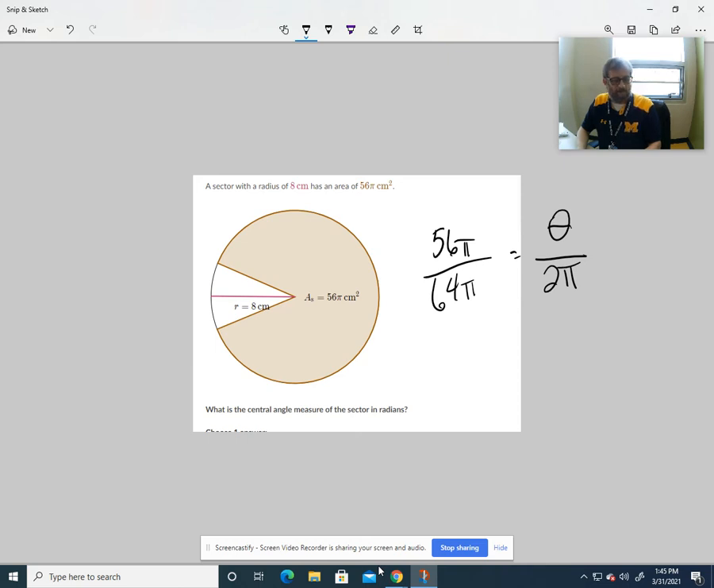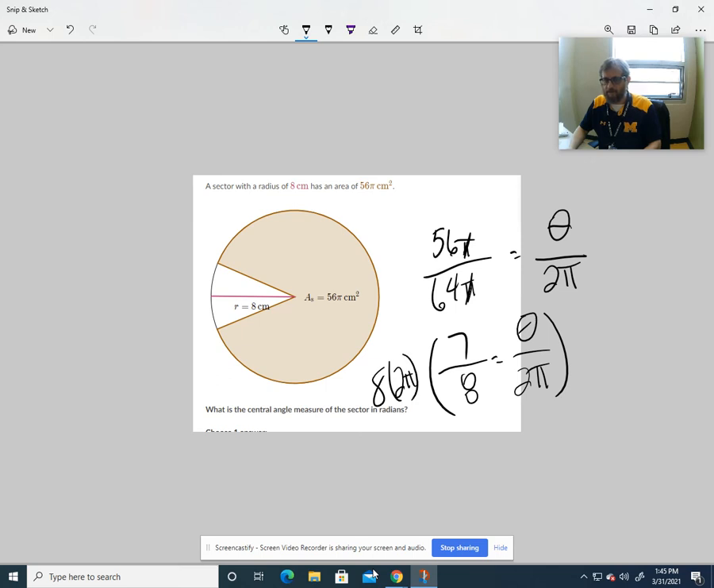So again, anything you can do to reduce makes your life easier. These numbers are reducible, so the pi's cancel. That just cancels completely out. And then they're both divisible by 8. So this is 7/8 equals theta over 2 pi. And again, we're going to multiply by our denominators. The 8's cancel and you get 14 pi. The 2 pi's cancel, and you get 8 times theta.